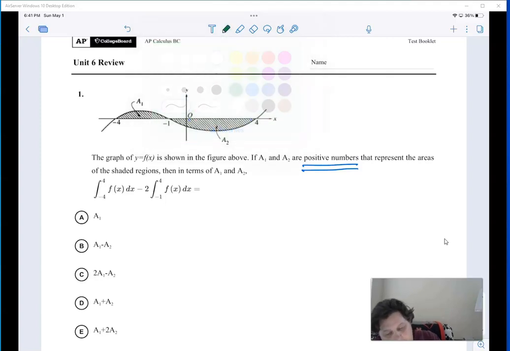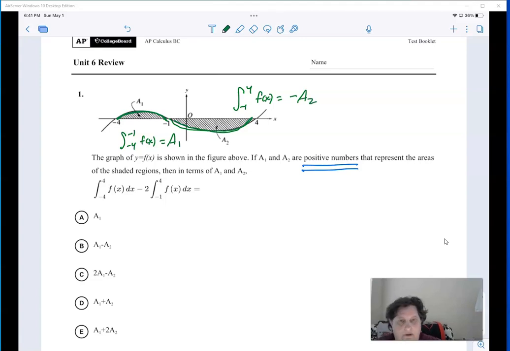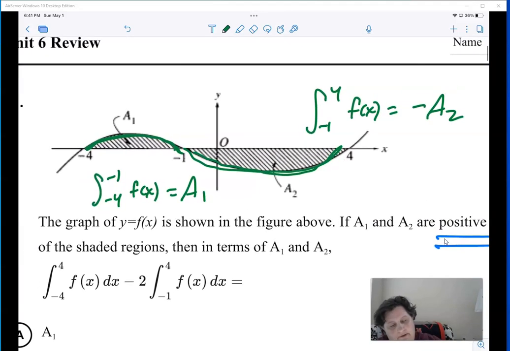But the integral depends. So this integral, the integral from -4 to -1 of this function, is A1 because it's positive, because it's on the top. The integral from -1 to 4 of this function is -A2. Let's picture, for example, this had an area of 4, the integral is 4. Let's say this had an area of 8. The integral is -8 because it's on the bottom.